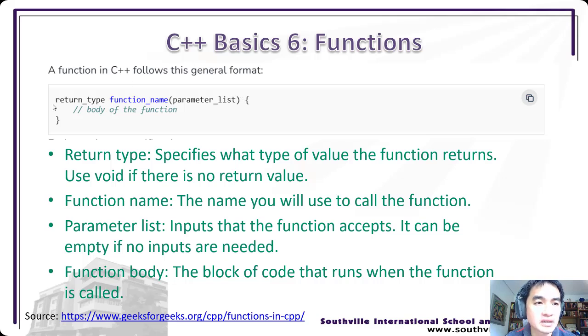So a function has a return type. This could be like an int, a char, a void. It has a function name, a parameter list, and then the things in between the curly brackets are what gets called when you run the function. We use functions so we don't have to keep repeating code over and over again.